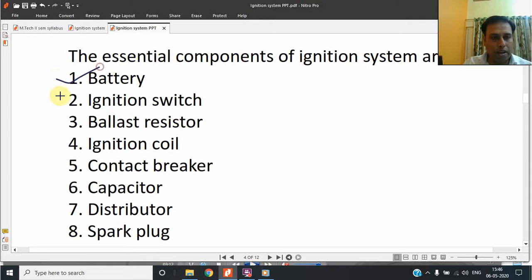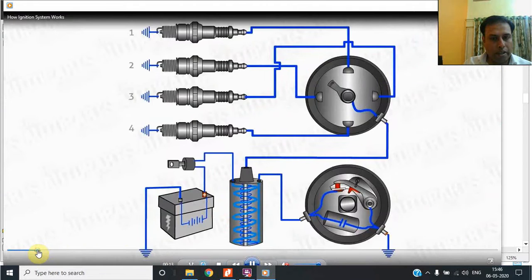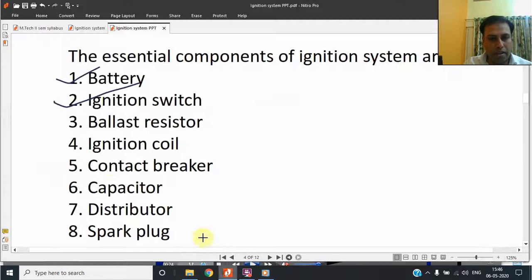And these are the components. The first component is the battery. I have told you. The ignition switch was shown to you in the video itself. This was the ignition switch. Starting itself, the battery switch was the ignition switch, and the ballast resistor, that is not shown in this video.